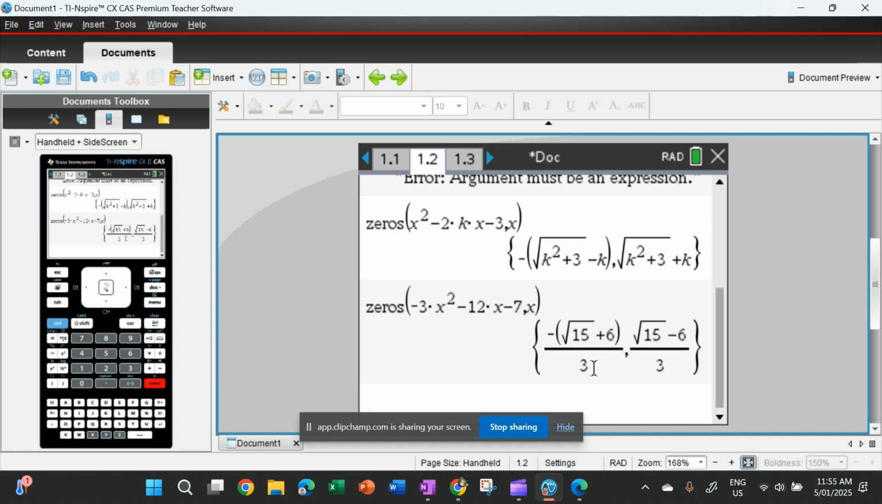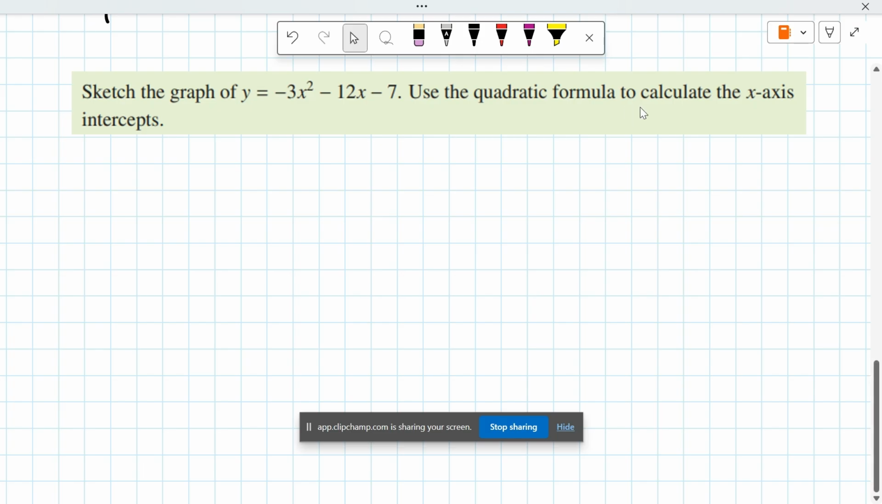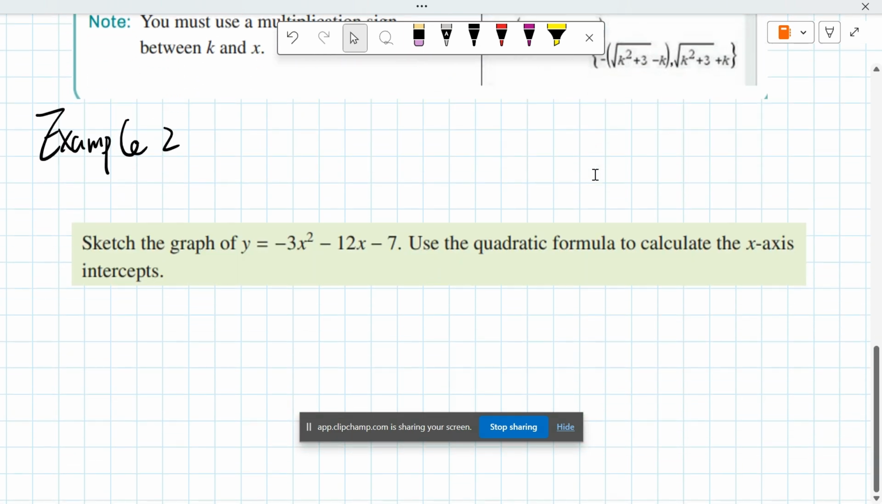Hopefully that makes sense. Once we're back at school, we can practice this by hand, and we're going to show you how to sketch the graph and how to find the x-intercepts. Hopefully that makes sense.